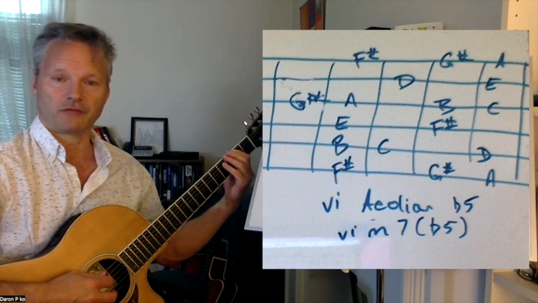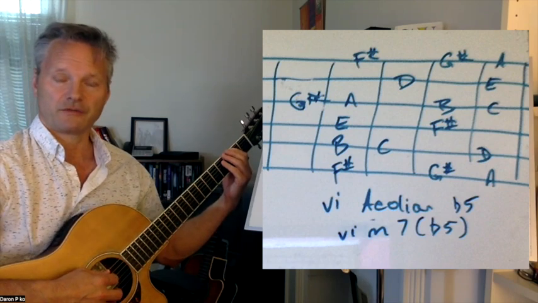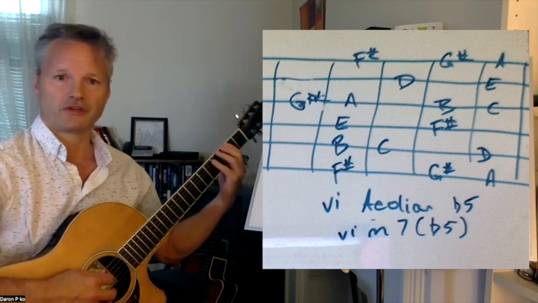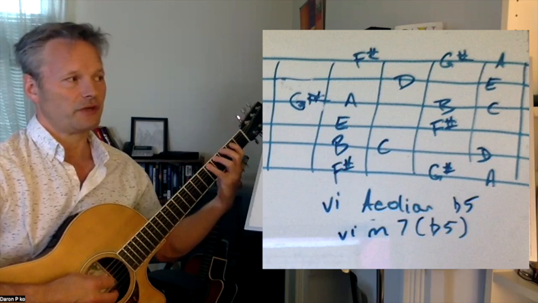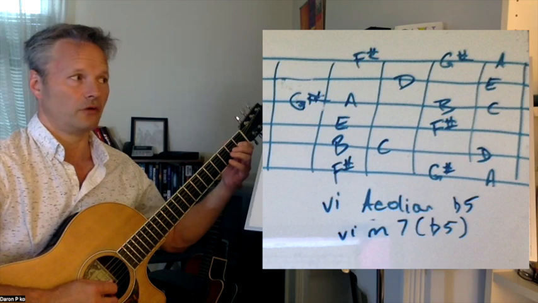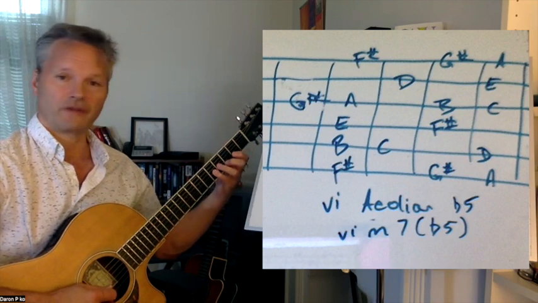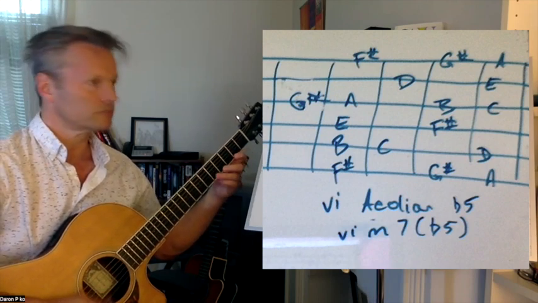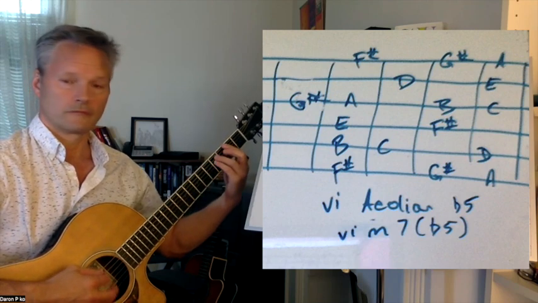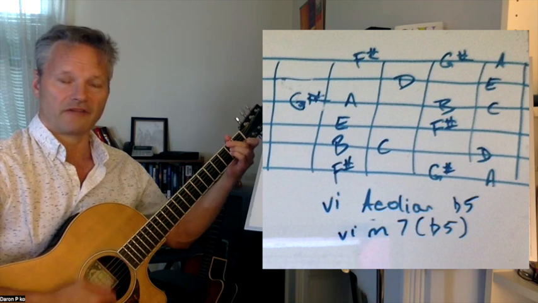This is an Aeolian mode with a flat 5 in it. It's going to be a minor 7 with a flat 5, so that's a half diminished chord. So here we go. F sharp, G sharp, A, B, C, D, E, F sharp. Here's our pattern again with the half, whole, half, always followed by D and E on the next string. So that's a minor chord with a flat 5.